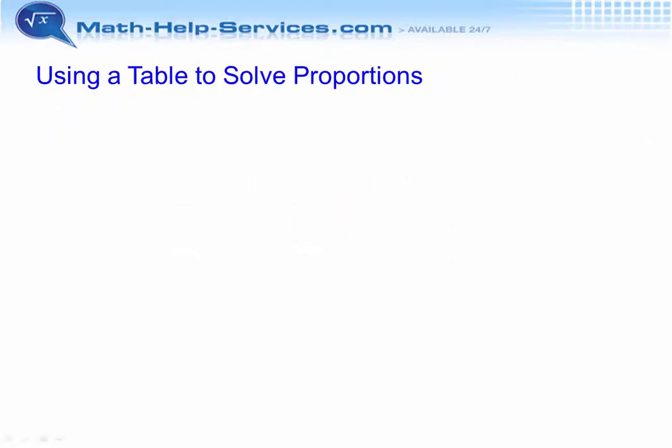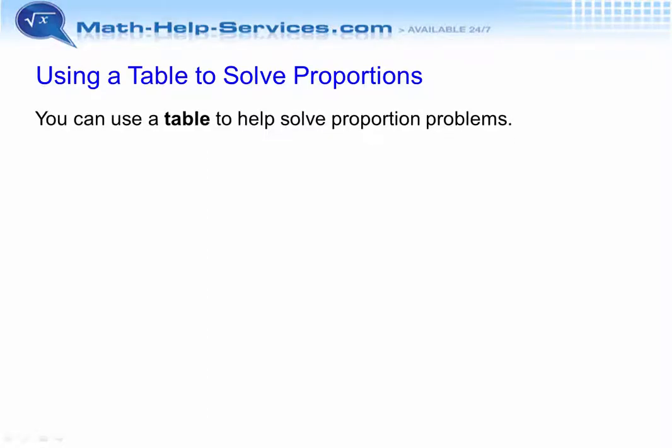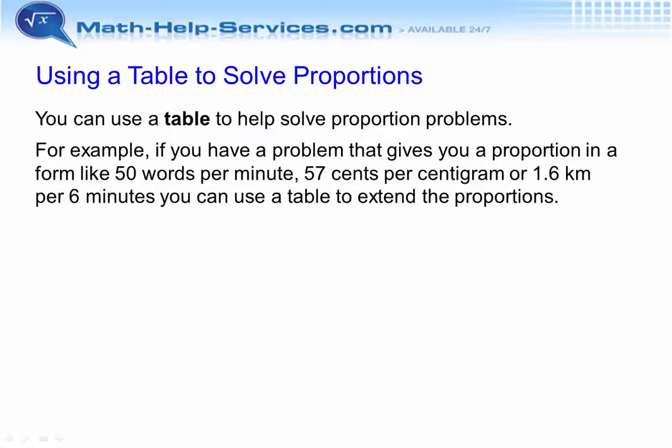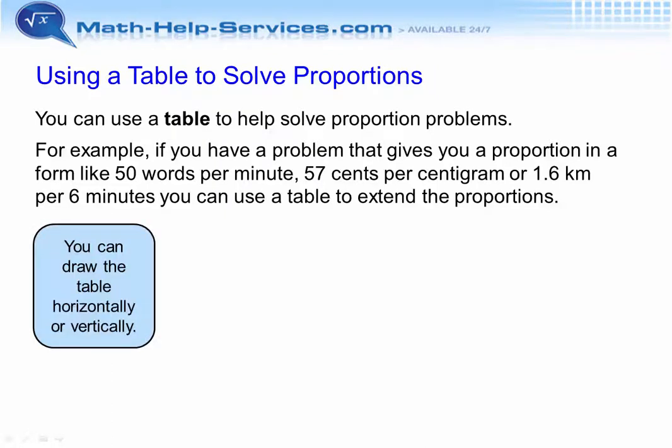Using a table to solve proportions. You can use a table to help solve proportion problems. For example, if you have a problem that gives you a proportion in a form like 50 words per minute, 57 cents per centigram, or 1 6/10 kilometers per 6 minutes, you can use a table to extend the proportions. You can draw the table horizontally or vertically. We'll draw ours horizontally. Let's start with 50 words per minute.